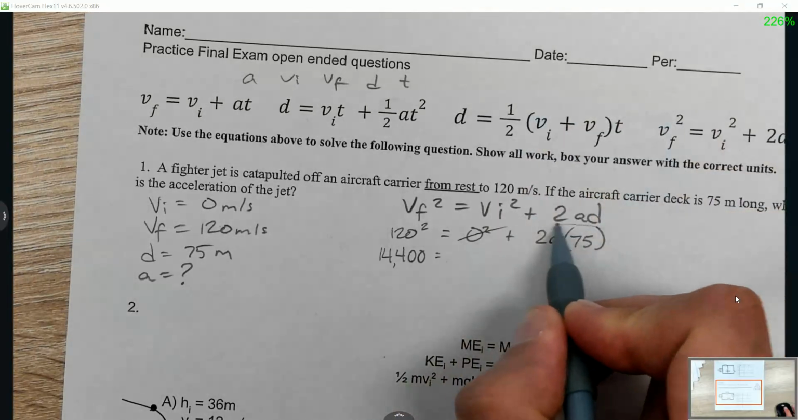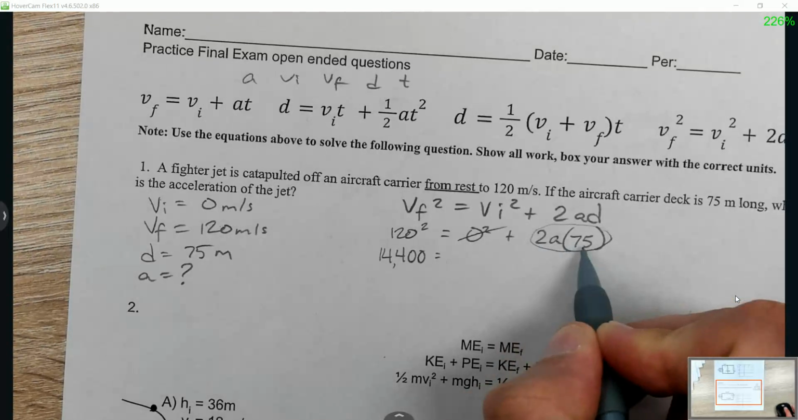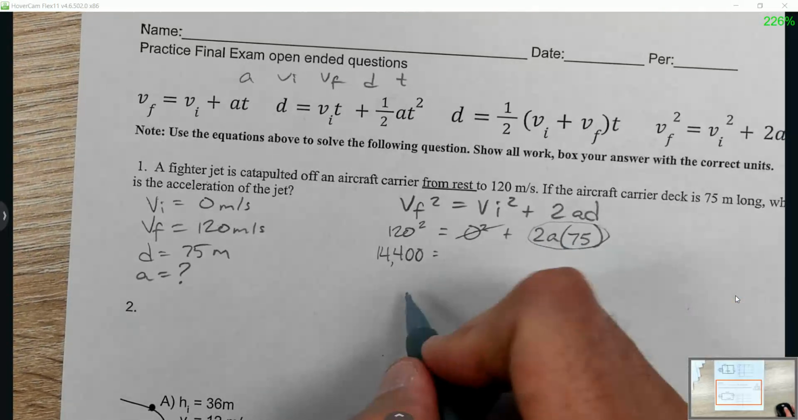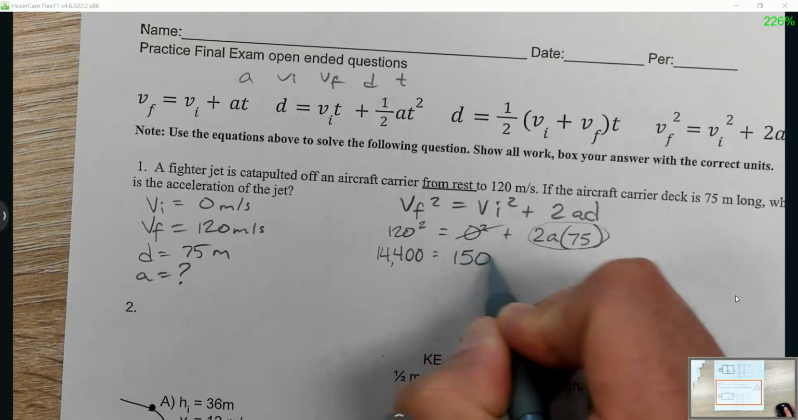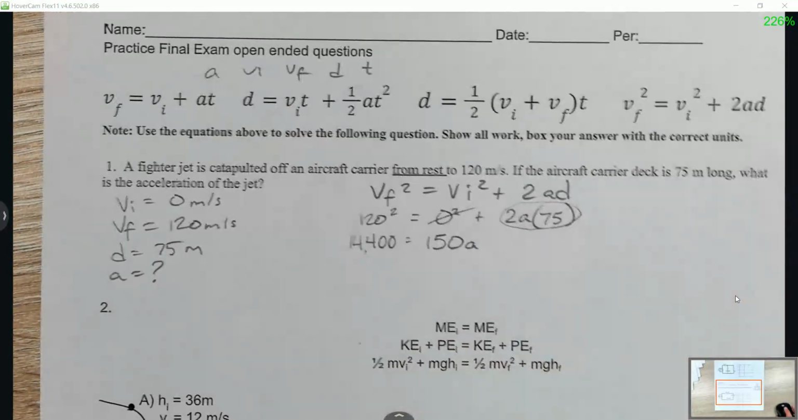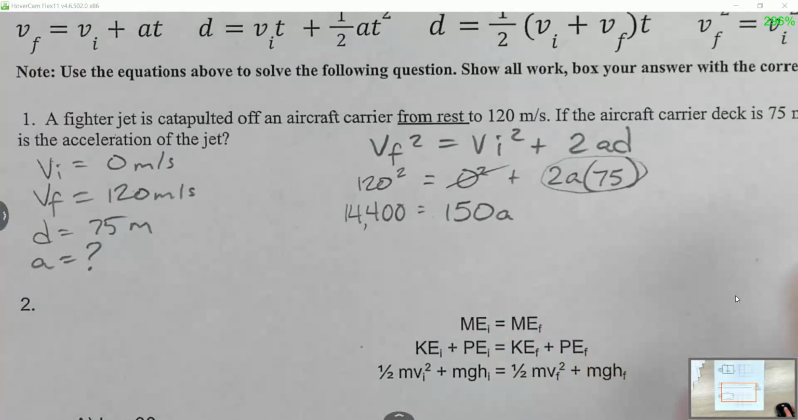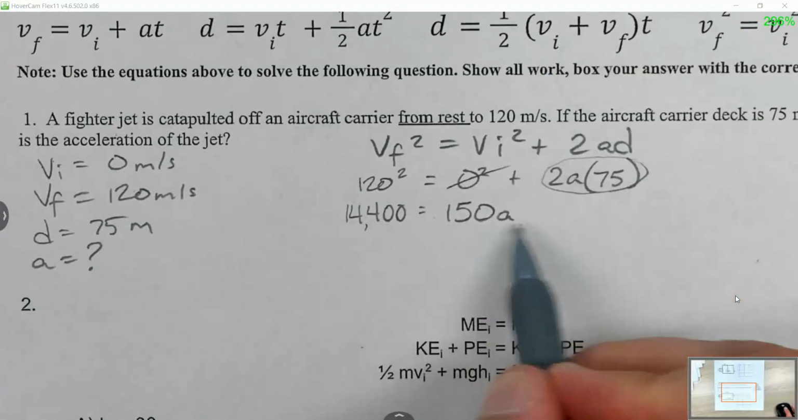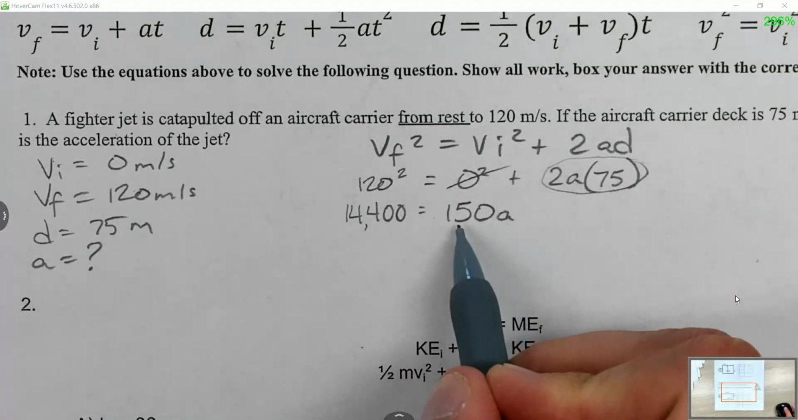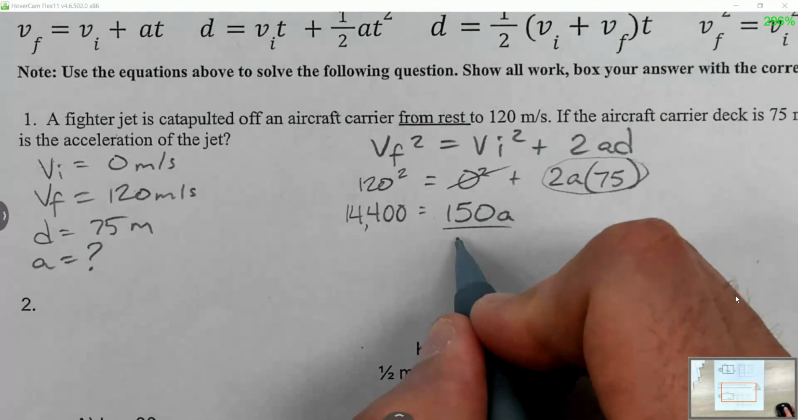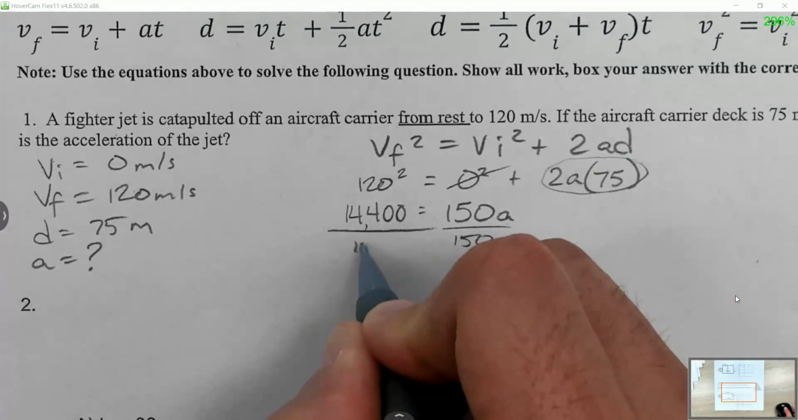Now, this is kind of all together. So you have to do 2 times whatever your distance is. 2 times 75 is going to give us 150, and it's 150A. You cannot subtract this 150. It is multiplied by A. So the only way to get rid of the 150, since it's 150 times A, is to divide both sides by 150.